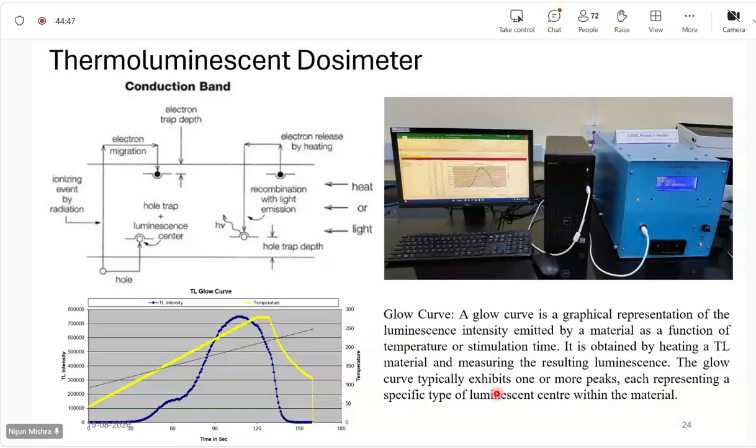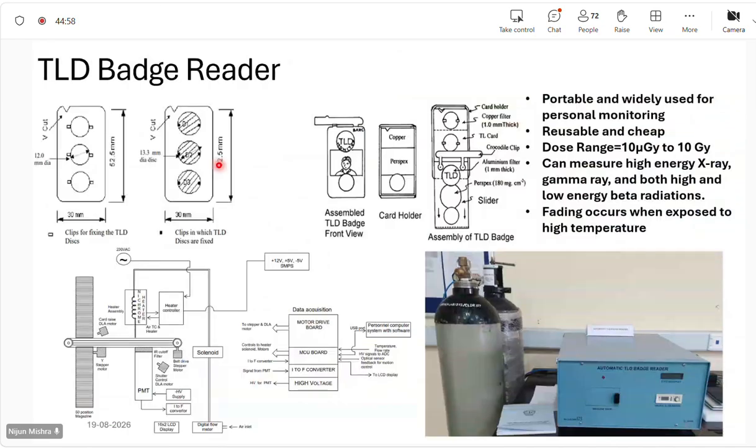Next, TLD badge reader. In our day-to-day practice, we all wear a TLD badge. This is how a TLD badge looks. It has mainly three calcium sulfate dysprosium TLD discs within a cassette, and we have to wear it at chest level, and after 3 months we need to replace it and check the radiation dose.